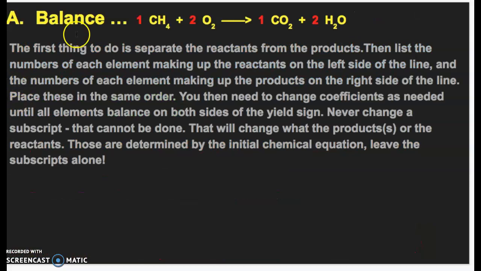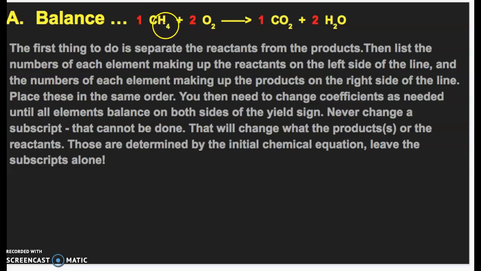Now you have to balance this. I already have it balanced for you, but I'm going to show you how to do this. You have 1 methane. You have 2 oxygen gases. These are coefficients. 1 carbon dioxide and 2 waters. You can change these coefficients. They can change. You might do 2 methanes. You might need 3 methanes, but you cannot change the subscripts.